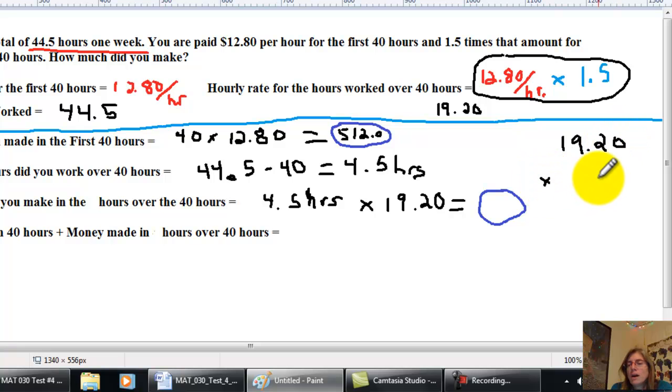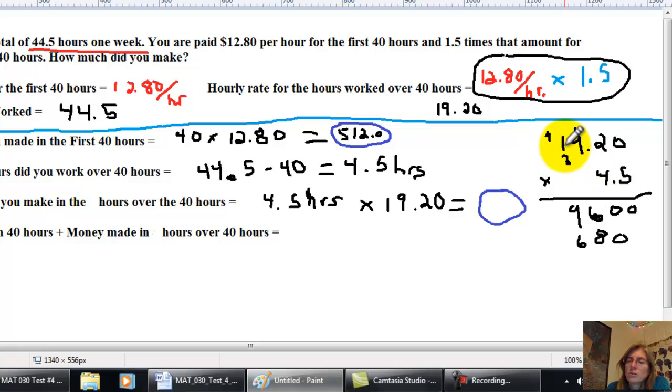times the 4.5. And you'll have 10. Carry your 1. 9 times 5 is 45, plus the 1 is 46. Carry your 4. 5 times 1 is 5, plus the 4 is 9. That's a 6. Okay, 4 times 0 is 0. 4 times 2 is 8. 4 times 9 is 36. Put the 6 there. Carry the 3. 4 times 1 is 4, plus the 3 is 7.